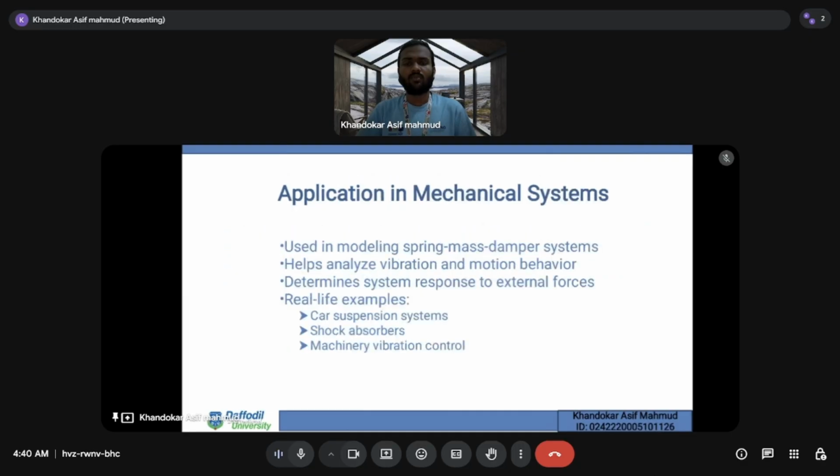Now I am going to discuss an application called mechanical systems. Here it's used in modeling spring mass damper systems. It helps analyze vibration and motion behavior. It also determines system response to external forces. Here are some real-life examples like car suspension systems, shock absorbers, and machinery vibration control.